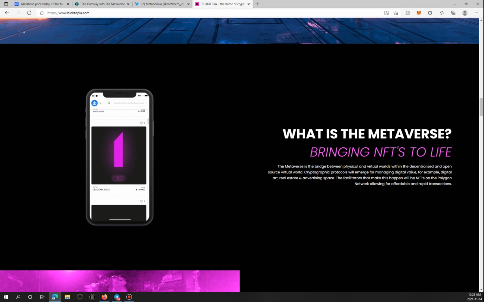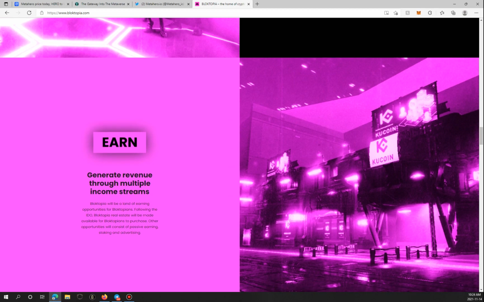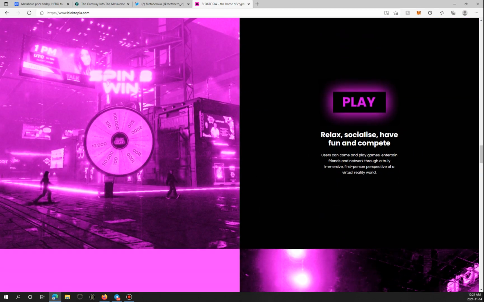It's going to be like jumping into your own little world here. You don't have to go across the world to visit a place you've always loved. The facilitators that make this happen will be NFTs on the Polygon. So you're going to be able to traverse in this world, walk around, meet new people. This is going to be cool. Relax, socialize, have fun, and compete.